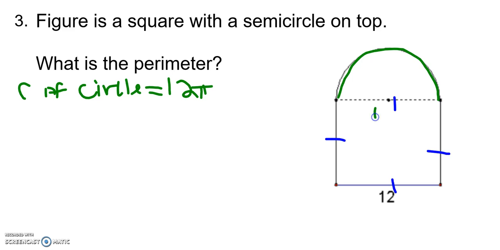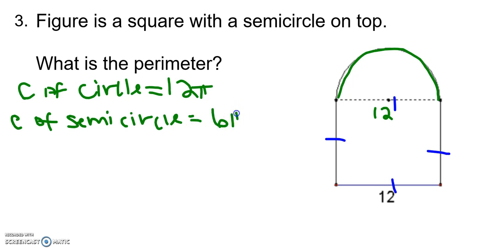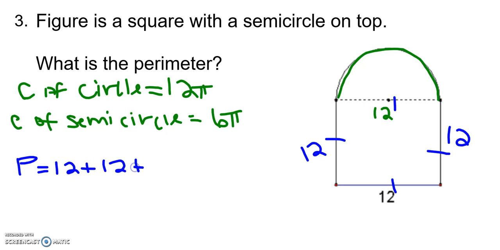Okay, because since this is a square, we know that this side also equals 12, so the diameter of our circle is 12. So the circumference of our semicircle is just going to be half of that, which would be 6 pi. So then to figure out the perimeter of the figure, we're going to add all of our 12s. So we have 12 3 times plus the circumference of our semicircle, which will simplify to 36 pi.